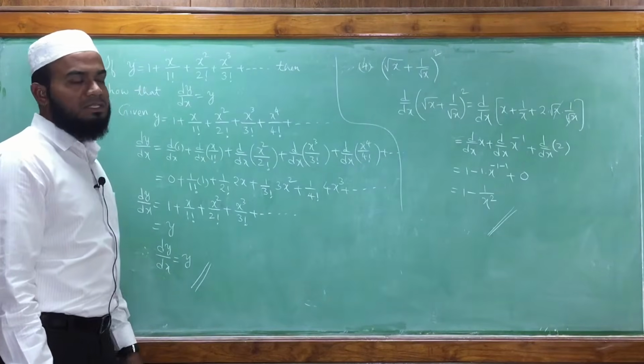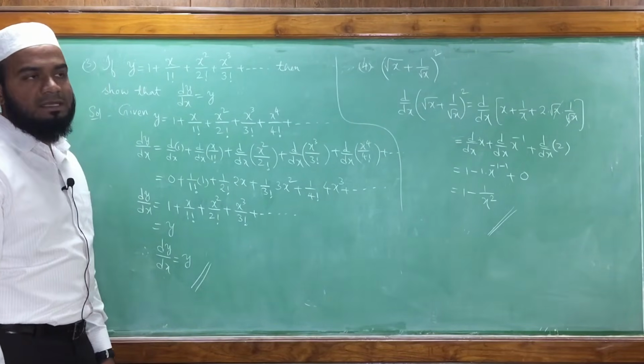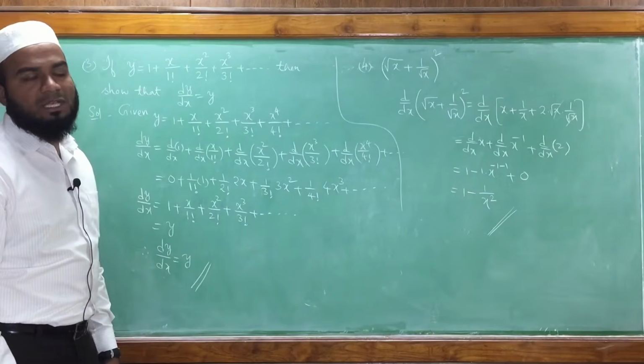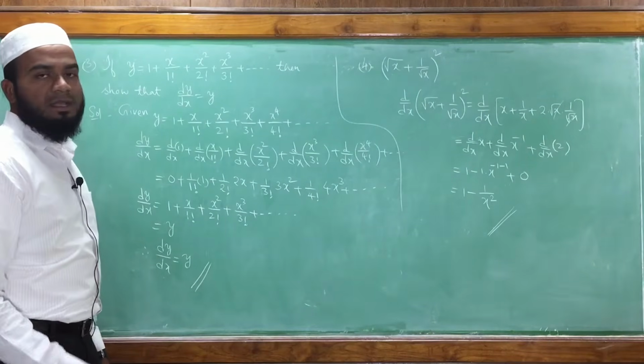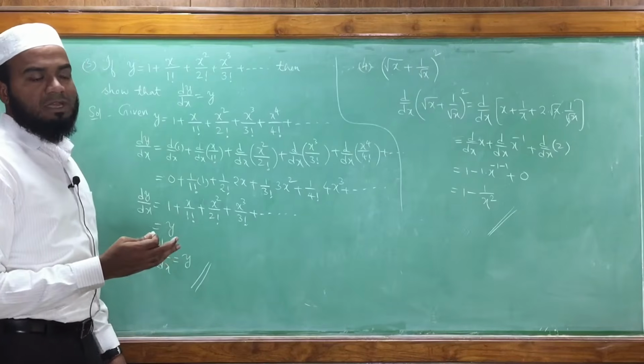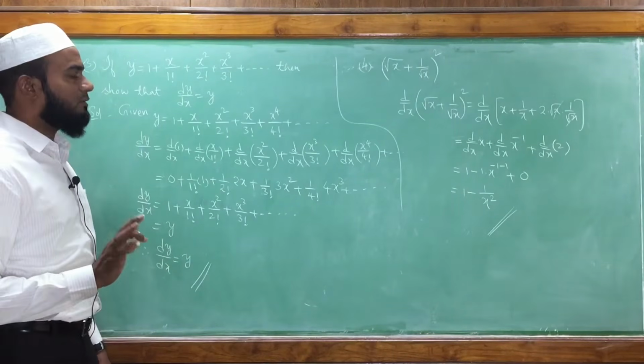First rule is derivative of a constant is 0. Second rule is, if a function is multiplied with a constant, if we want to differentiate that, then the constant should be kept as it is. We have to differentiate only the function. That was the second rule.